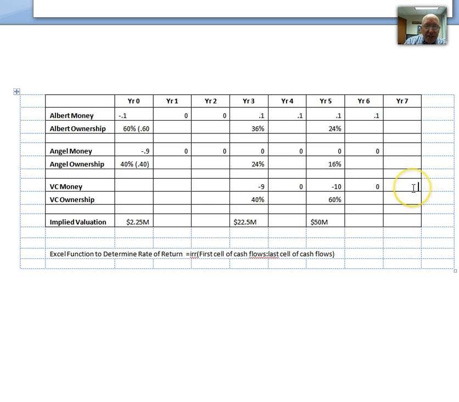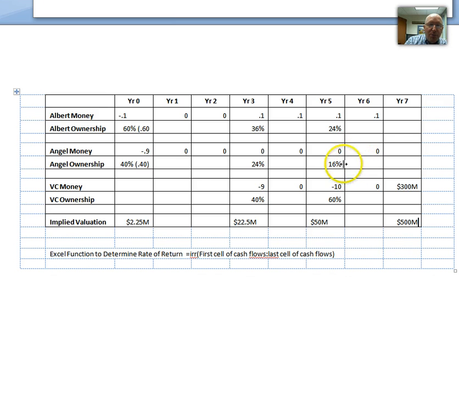The VC gets 60% of $500 million, or $300 million, for their share of the company, for owning 60% of the company that they sold for $500 million. So I'm going to put this down here, but it's no longer an implied valuation, it's an actual valuation of $500 million.